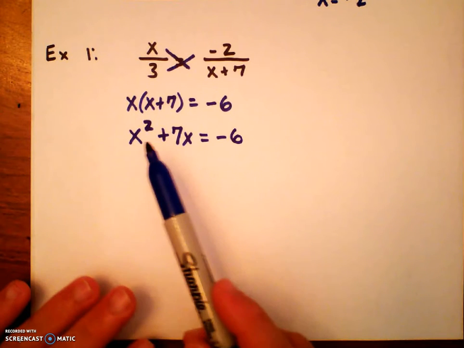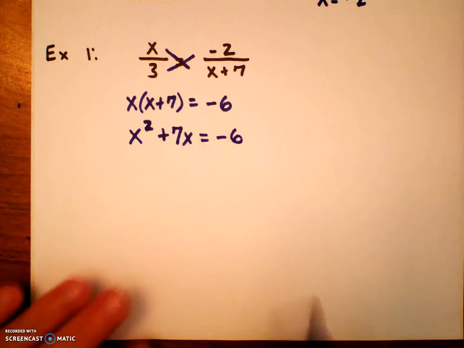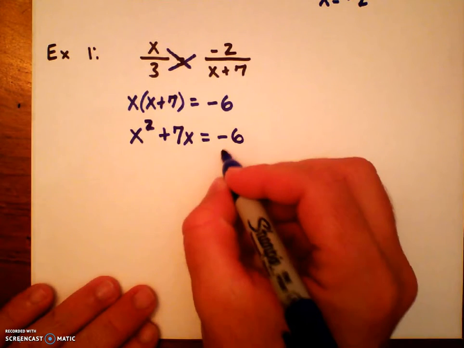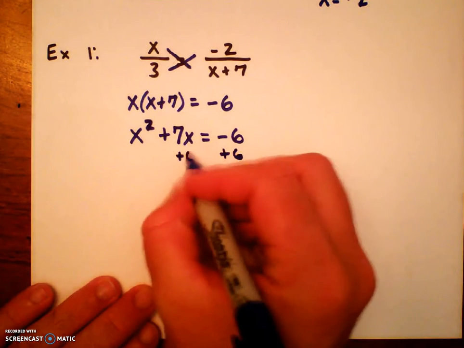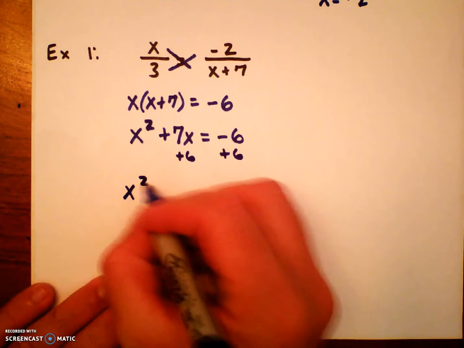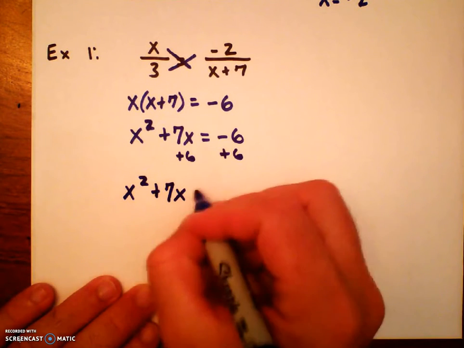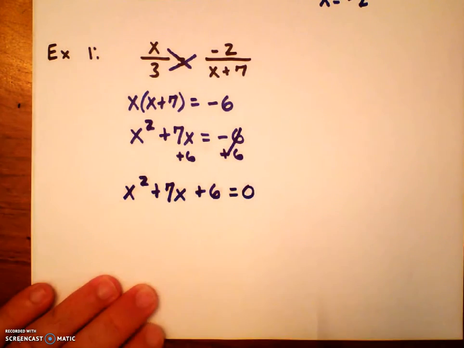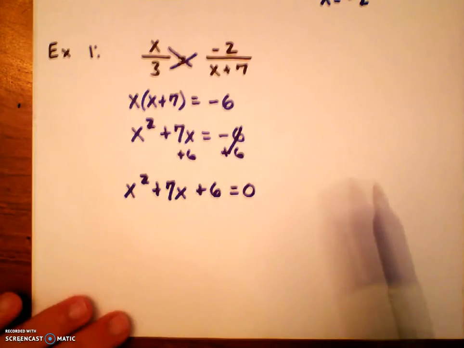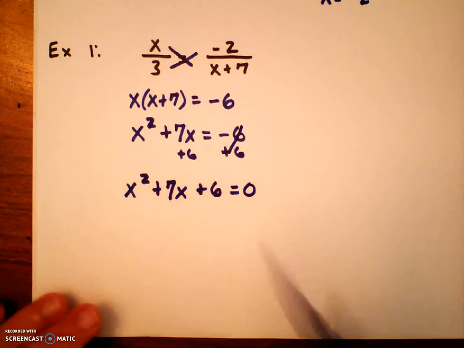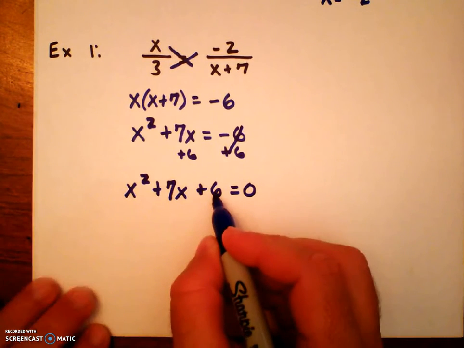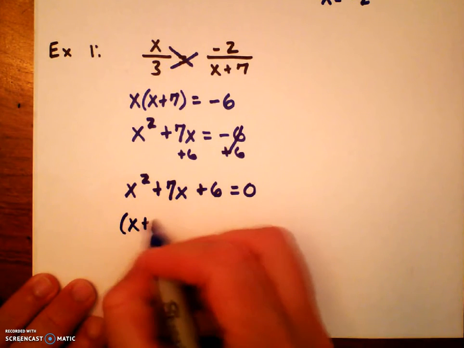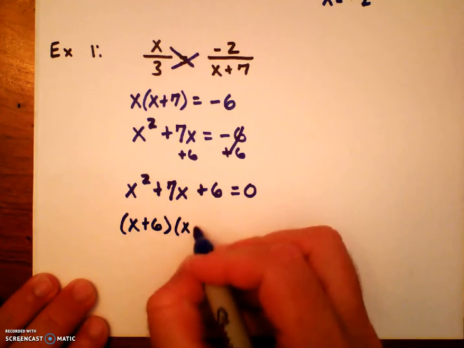So using techniques that we learned back in chapter 4, we're going to get this equation set equal to 0. So I'm going to add the 6 to both sides. And when you do that, these cancel, which means it's now set equal to 0. So in this case, I believe this is factorable. Most times it will be. Factors of 6 that will add to get you 7 are 6 and 1. And you should be comfortable with factoring at this point.